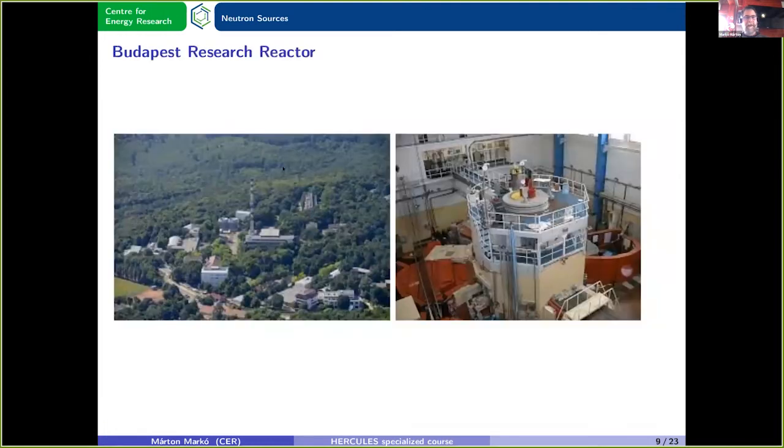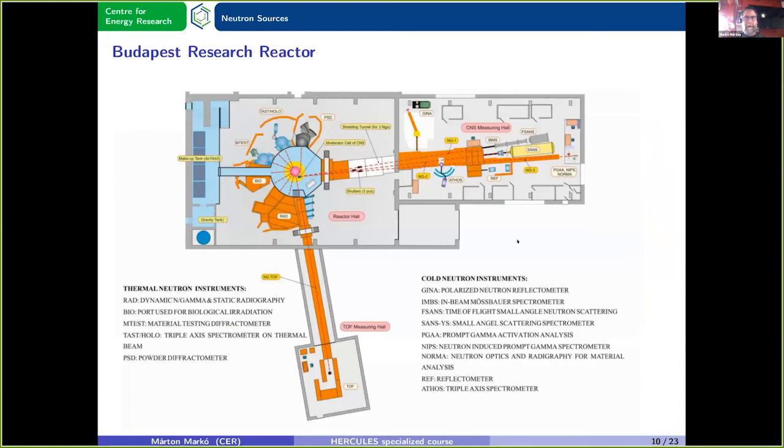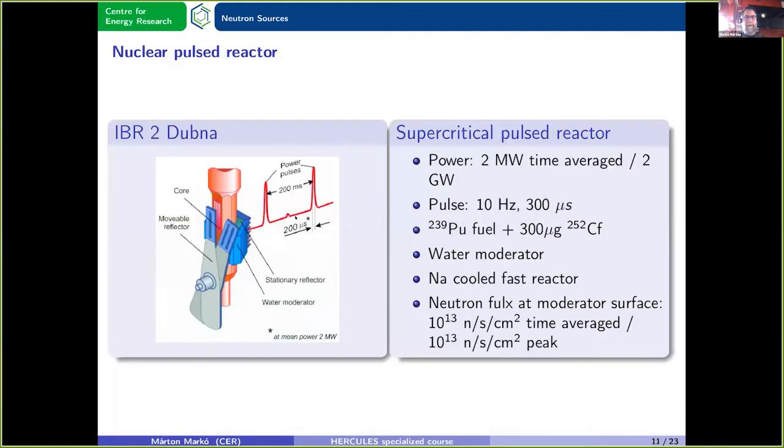Here we can see our campus. Here is the chimney of the reactor, and in the reactor hall you can see our 10 megawatt reactor. And it's just a picture of what we can do with these neutrons. Here are the active cores, and we have 15 instruments around the reactor using cold neutrons here and thermal neutrons as well. We'll speak about that later.